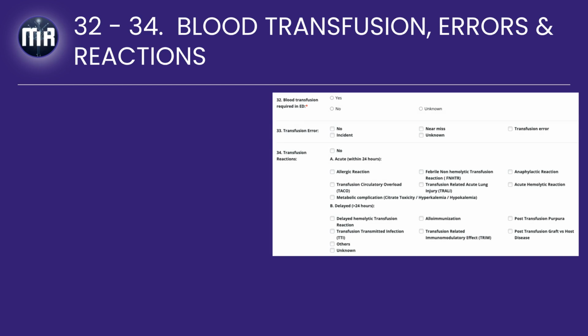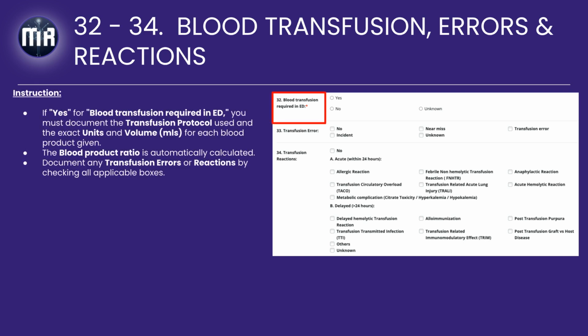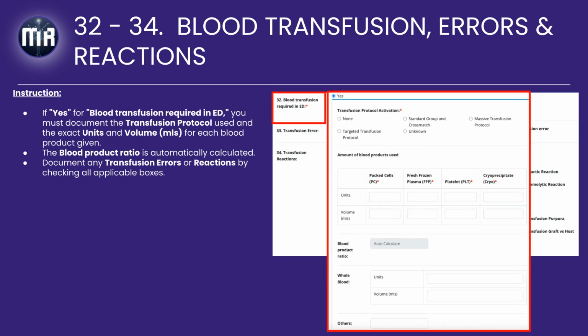We will now cover a critical aspect of hemorrhage control in trauma, fields 32 through 34, which document blood transfusion. Your first instruction is for field 32, blood transfusion required in ED. If you select yes, a detailed set of fields will become active. It is mandatory that you then select the transfusion protocol that was activated, with the most common for severe trauma being the massive transfusion protocol.